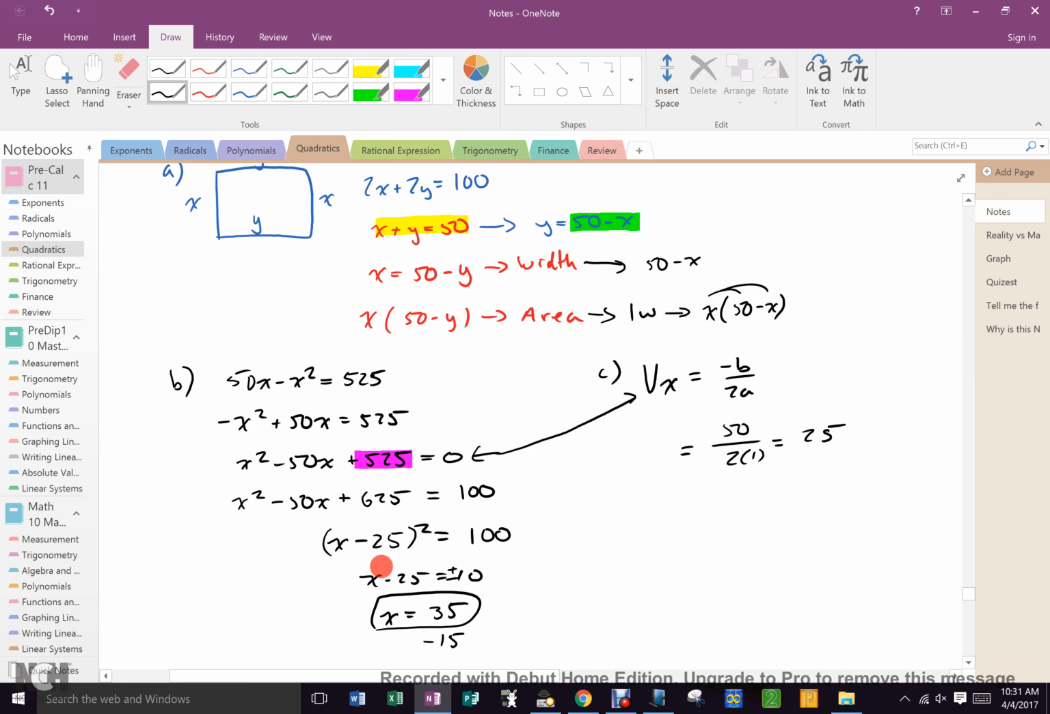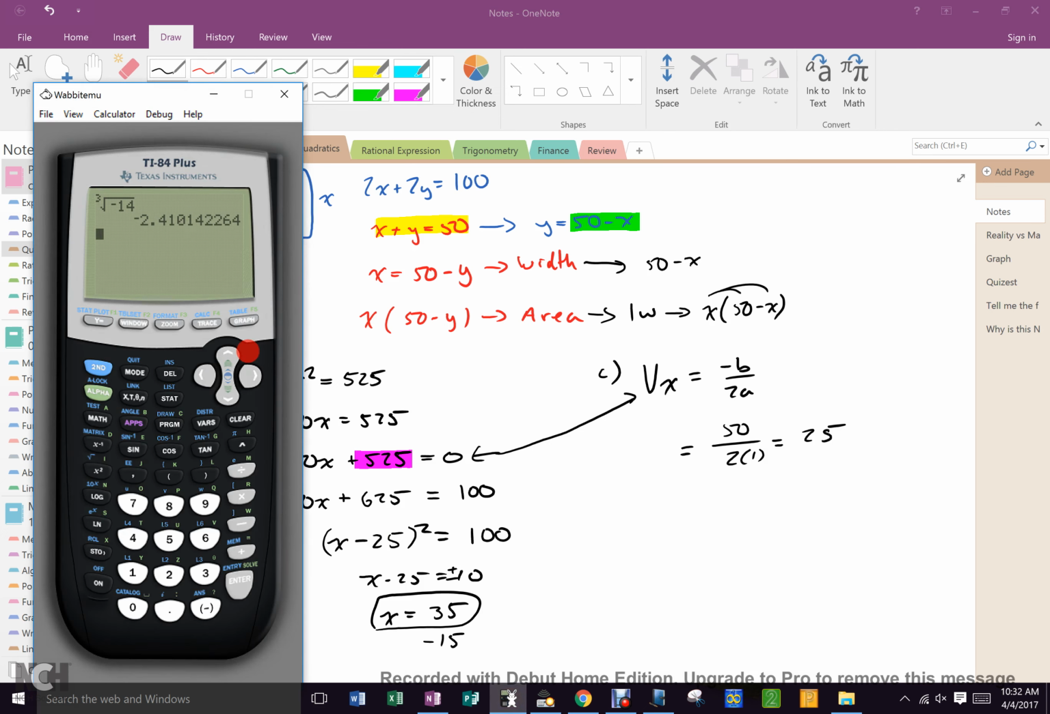I have vertex form right here, don't I? We know the vertex is positive 25. Yeah? Is everybody good? Okay. So now that we know how to do it mathematically, what would we do to put this into our calculator? This is where we're going to. Okay? So everybody get out their calculator. Where do I go to put this into my calculator? Y equals.